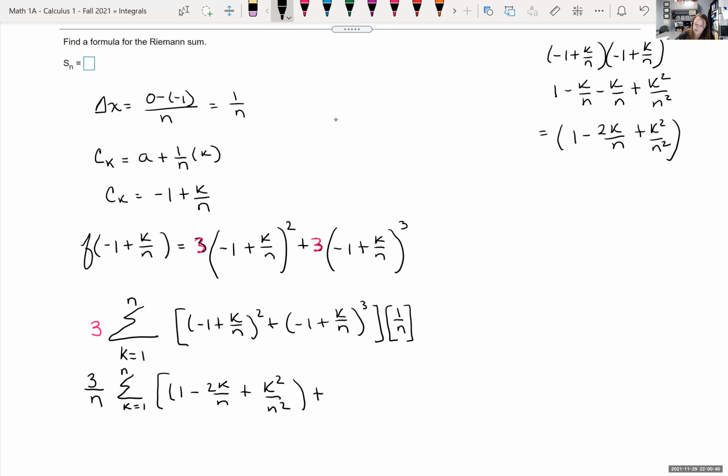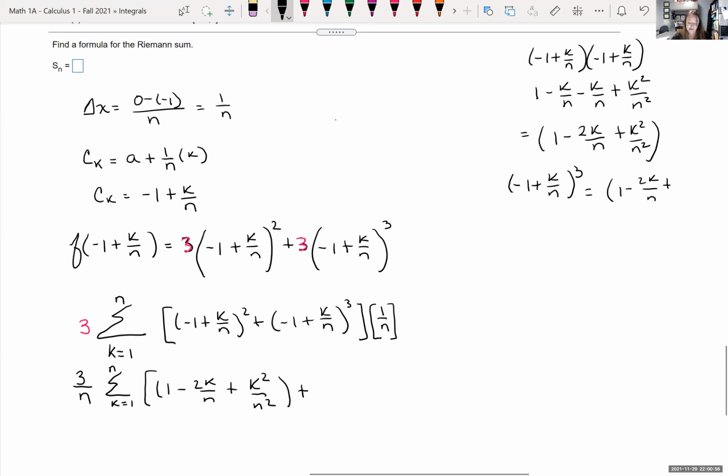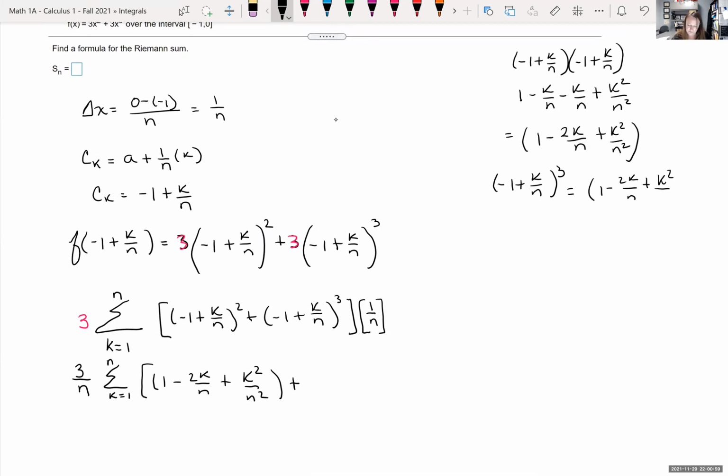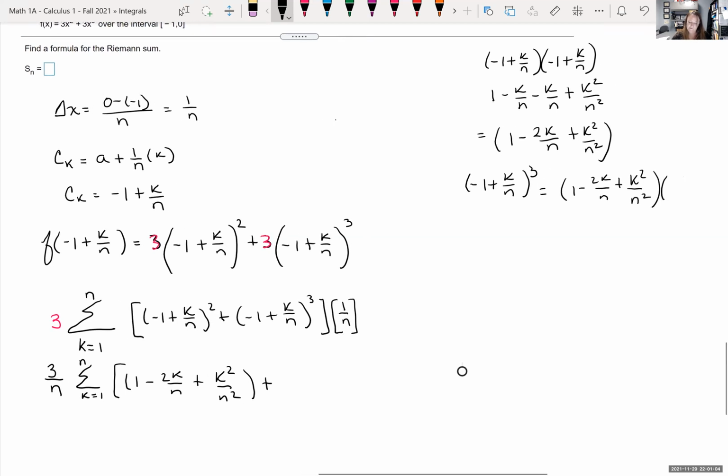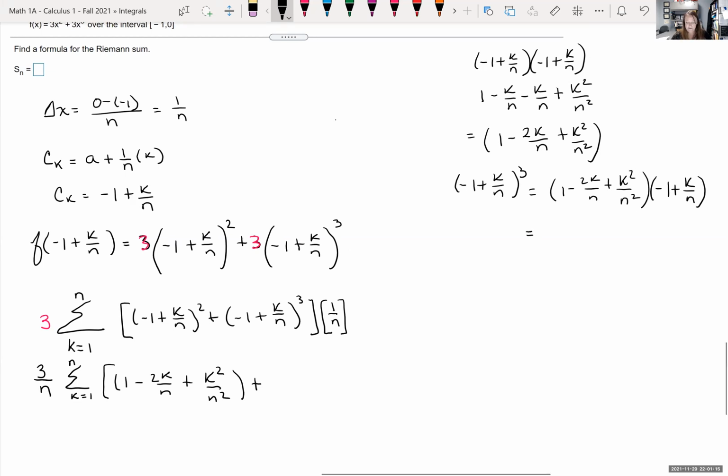So 1 minus 2k over n plus k squared over n squared, plus, I need to know what that is, quantity cubed. So -1 plus k over n, quantity cubed. I could take what I got for the square, 1 minus 2k over n plus k squared over n squared, and multiply that by -1 plus k over n. So I need to distribute that out.